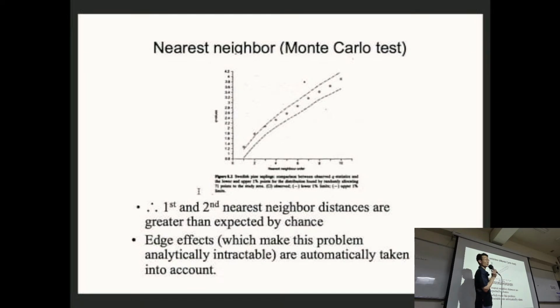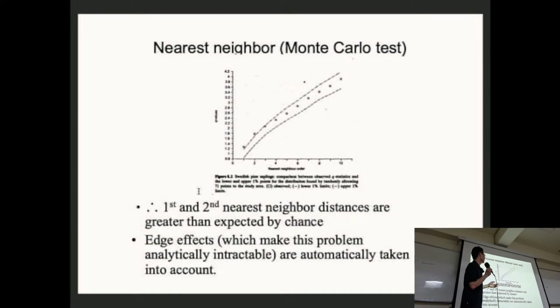You realize that in this real-world data, a typical example in a textbook, the G1 is outside of your confidence band. The G1, the nearest neighbor distance, is larger than expected by random. G2 also might be. So that suggests, this is the classical interpretation, that the individual trees, in order to avoid competition with other individuals, are further apart than expected by random.